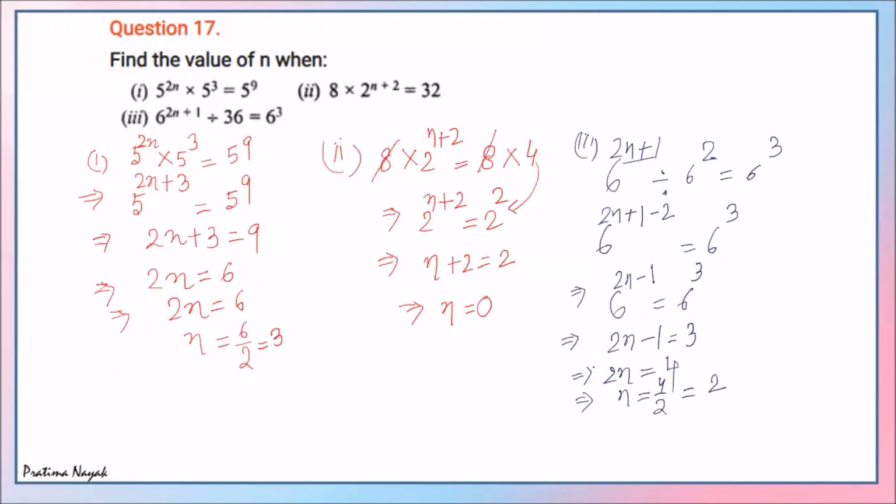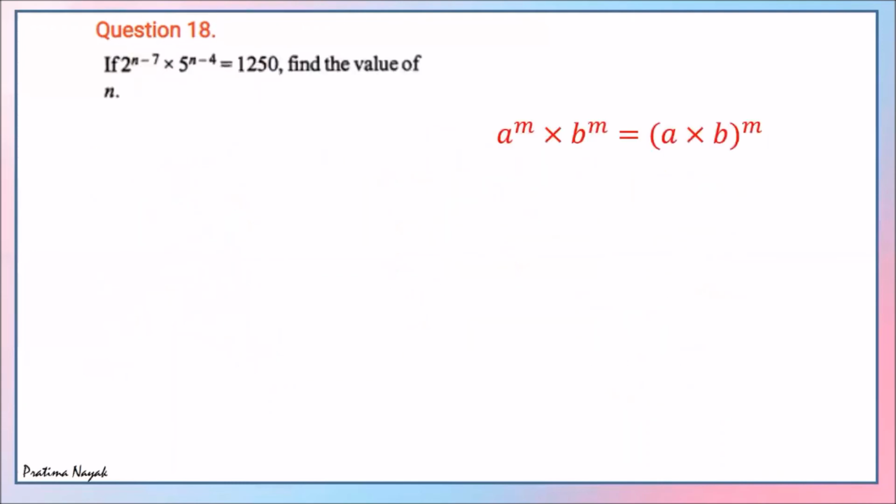Now I am going for question number 18. Question number 18 is, if 2 to the power n minus 7 into... So let us begin question number 18. This is the last question. If 2 raised to the power n minus 7 into 5 to the power n minus 4 is equal to 1250, find n.